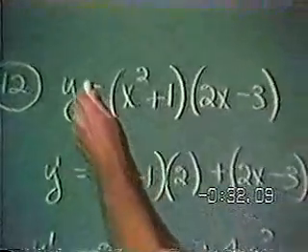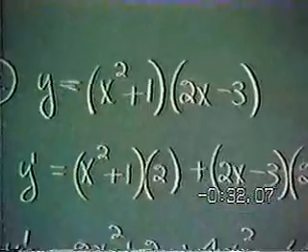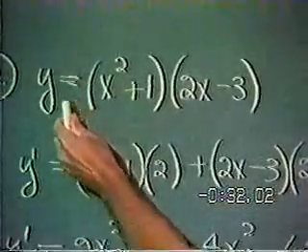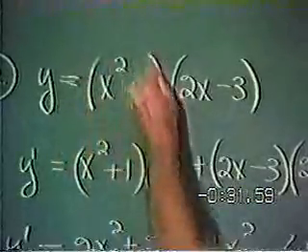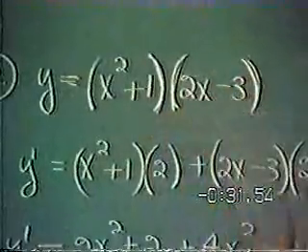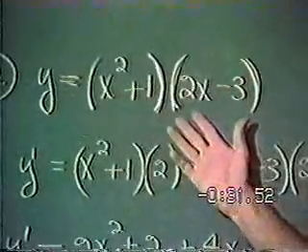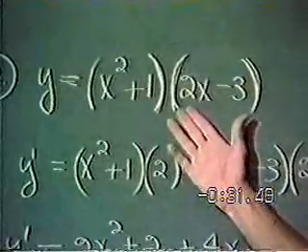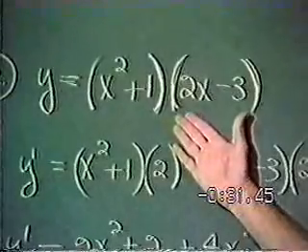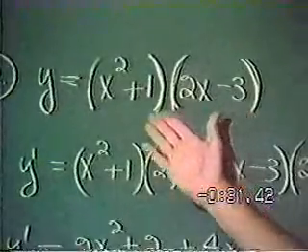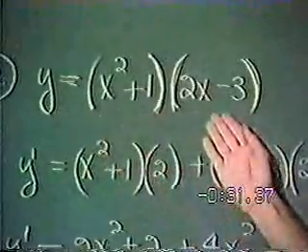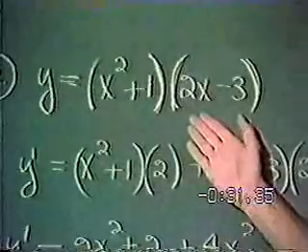Looking at example 12, we have y equals the parenthesis, the object, x squared plus 1, times the object, 2x minus 3. If you'll look back on the notes to example 5 in the previous tape, back a page or two in your notes, you will notice that what we had to do on a problem like this is to multiply it out and then take the derivative.